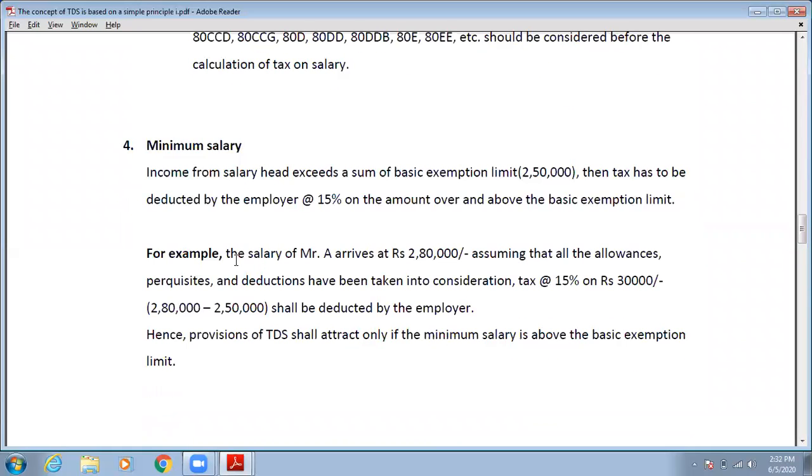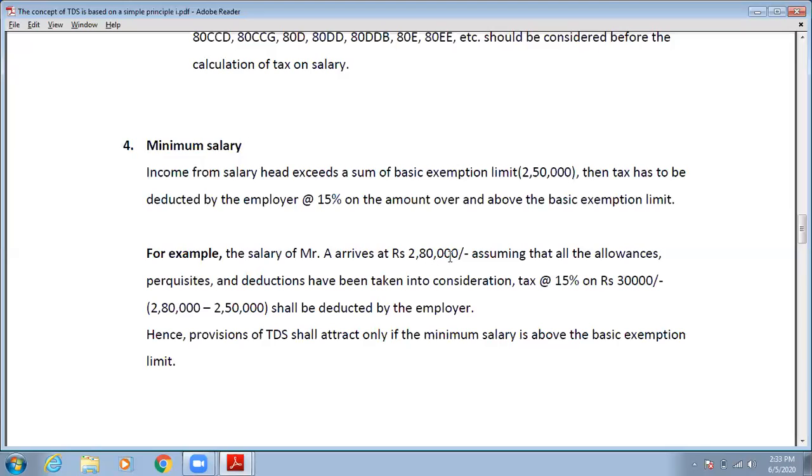So let's see an example. For example, the salary of Mr. A arrives at rupees 2,80,000. Now the salary of Mr. A is 2,80,000. Okay. Now should the company deduct the tax on 2,80,000? First question arises: should the TDS be deducted by the company or not? So the answer to that question is yes. The company has to deduct the tax because the salary is exceeding the basic exemption limit, that is 2,50,000.